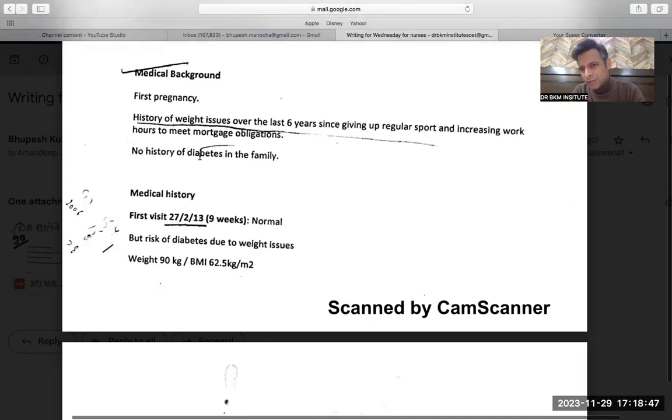Now why write no history of diabetes in the family? You may write it to tell the doctor that we are confused because the patient does not have a history of diabetes, so maybe she is not having it. That is why we are confused. So you may mention this point.